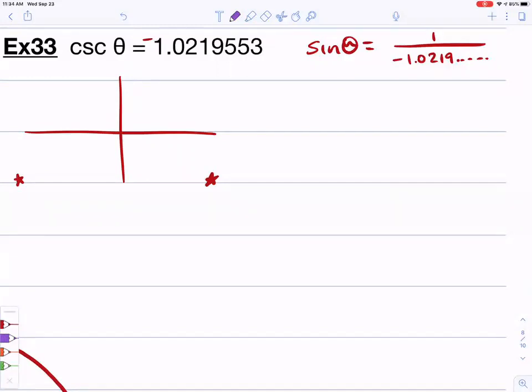You told me that cosecant is equal to what? 1 over sine. Okay, so another way that I could rewrite this is 1 over sine of theta equals negative 1.02 blah, blah, blah.